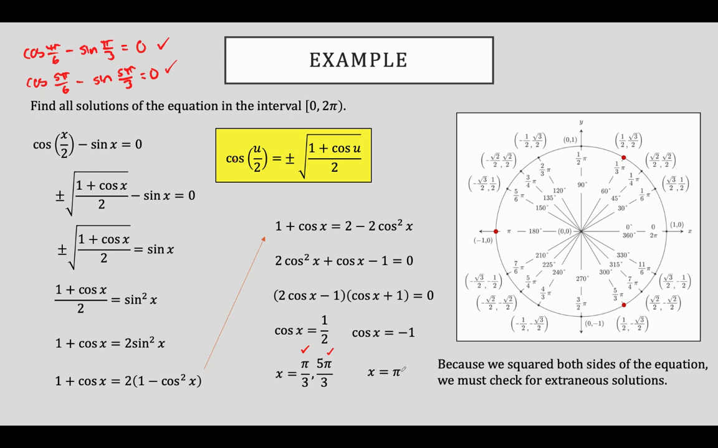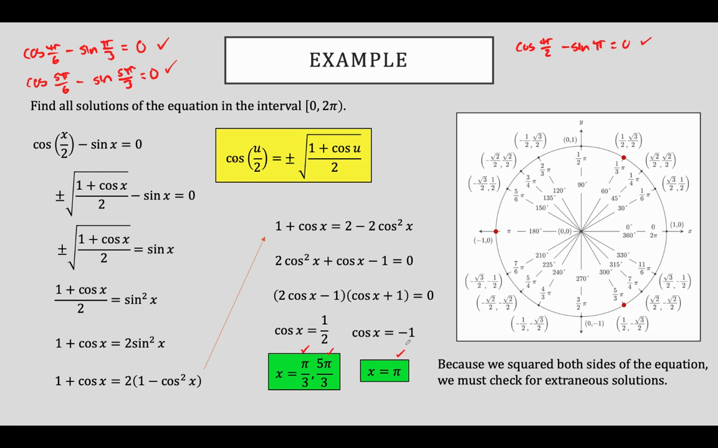And finally, I need to double check my solution of pi. Plugging in pi for x into the original gives me the cosine of pi over 2 minus the sine of pi is equal to 0. Well, the cosine of pi over 2, that's going to be 0, minus the sine of pi, that's 0. 0 minus 0 equals 0. So we tested each one of them, and in this particular case, all of our solutions that we found are going to be solutions to our original equation. We had no extraneous answers.